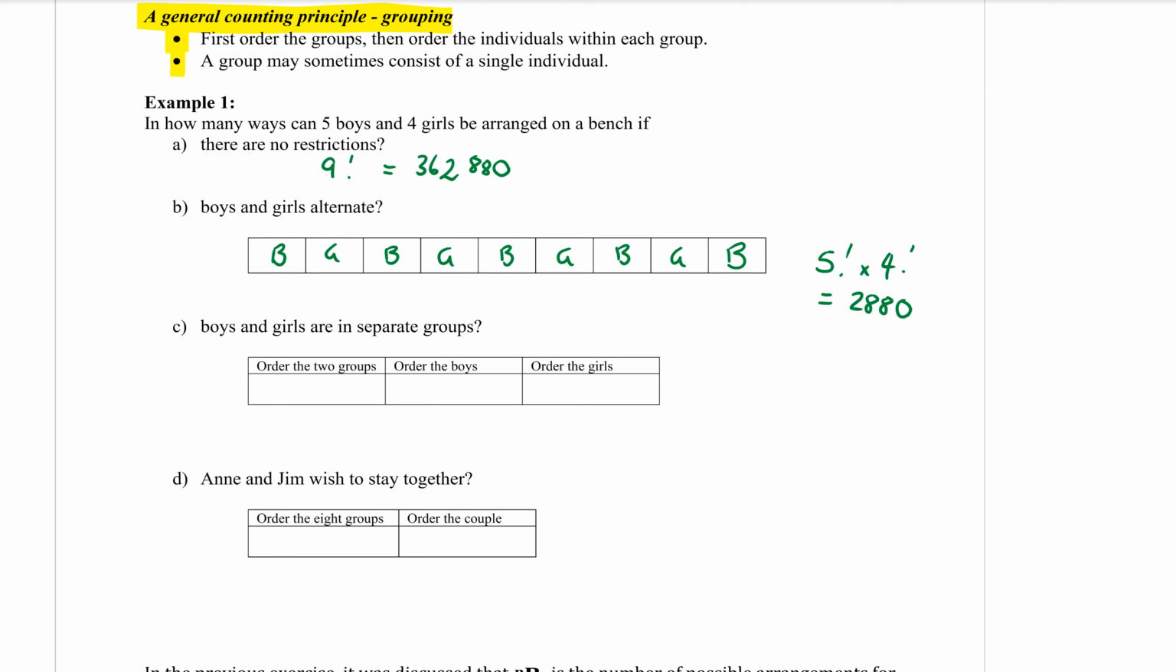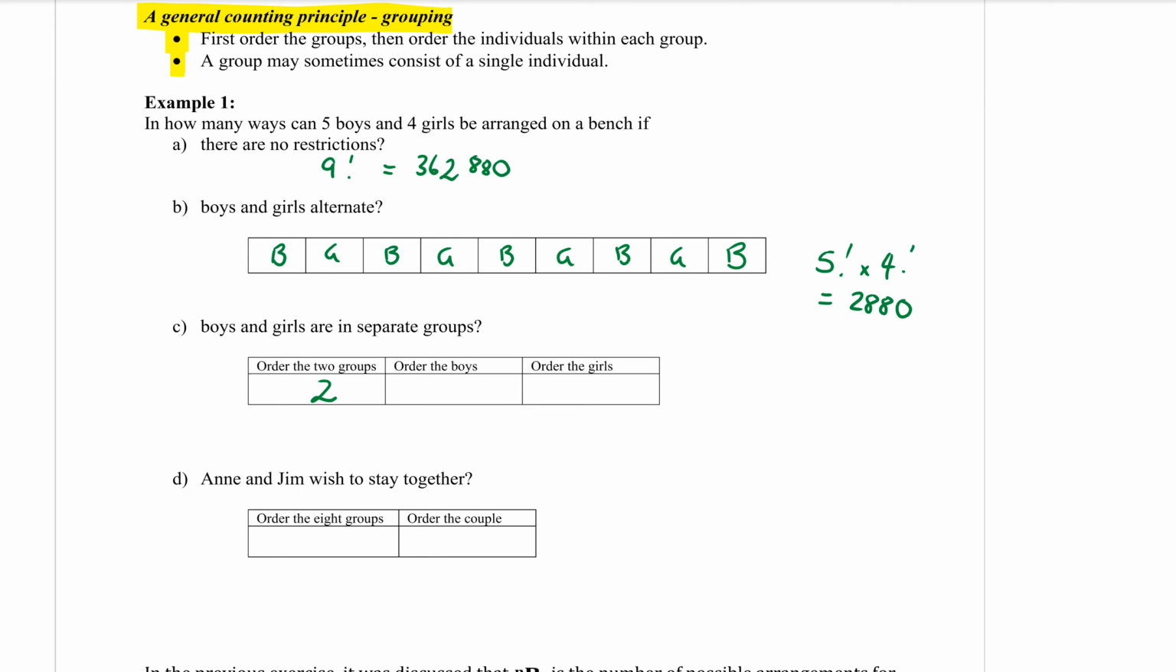Part C, the boys and the girls are in separate groups. So it's either all the boys sitting together on one end of the bench and all the girls sitting together on the other end. But which way would they go? We've got a few things to consider here. We've got 2 groups. First of all, we want to order the 2 groups. How many ways can I decide? Is it going to be boys first? There are 2 ways I can arrange those 2 groups. It is 2 factorial. If there were 3 groups, I would have to go 3 factorial. But 2 factorial is equal to 2, so that's just shorter.